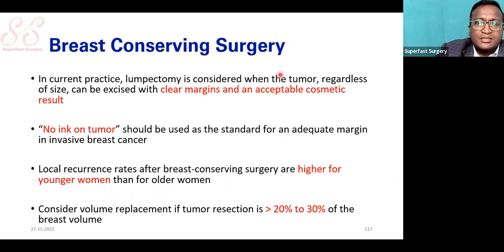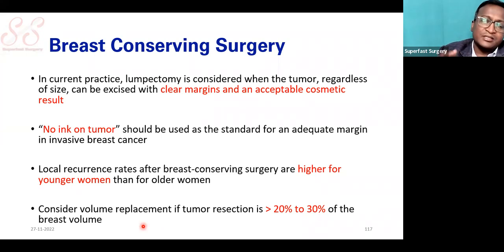Now, breast conservation surgery is basically doing a lumpectomy of the tumor regardless of the size, with clear margins. Oncologically it should be safe, and there should be an acceptable cosmetic result. The margin again here is no ink on tumor. Local recurrence after BCS is higher for younger women than for older women, but it is not a contraindication. It is higher, so she should be under follow-up. A radiation boost to the tumor bed has been shown to reduce local recurrence after lumpectomy with negative margins in young women. And consider volume replacement if tumor resection is more than 20-30% of the breast volume.